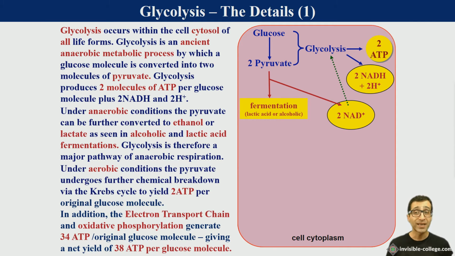So, under aerobic conditions, the pyruvate undergoes further chemical catabolism via the Krebs cycle, or the citric acid cycle as it's sometimes called, and this yields 2 ATP directly per original glucose molecule, as we'll see. And also later on we'll see how the electron transport chain and the process of oxidative phosphorylation will generate an additional 34 ATP per original glucose molecule. So this gives a net yield of 38 ATP per glucose molecule under aerobic conditions. Again, we'll see the details of that shortly.